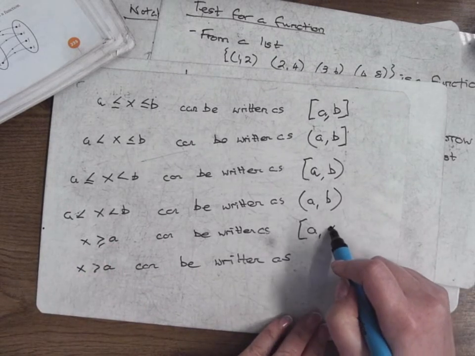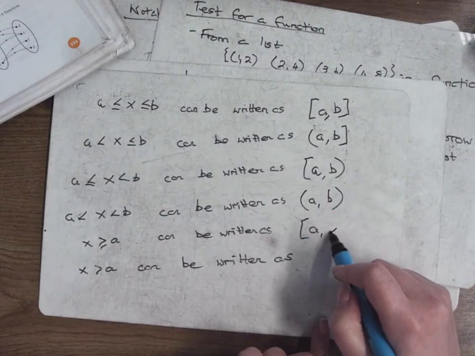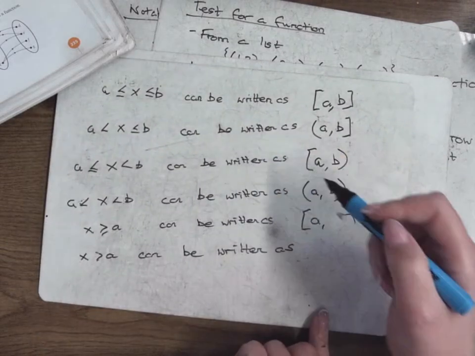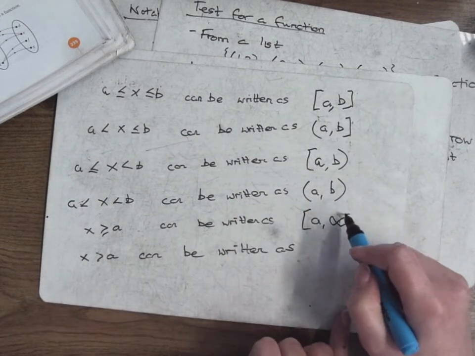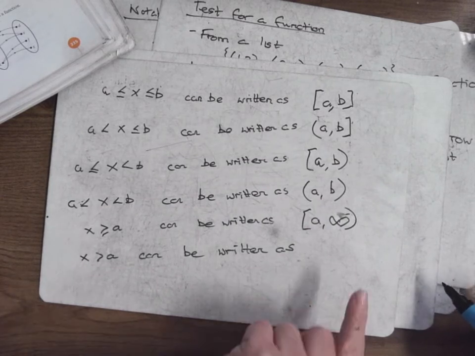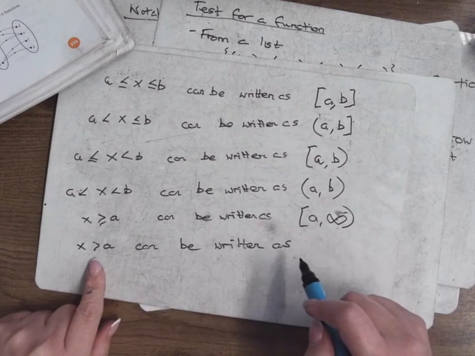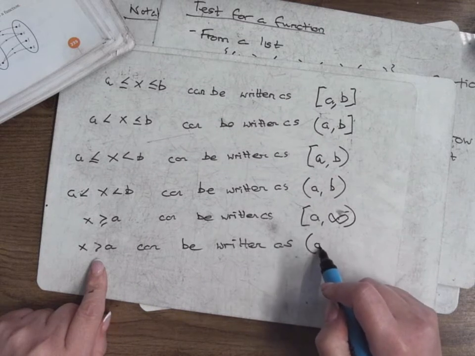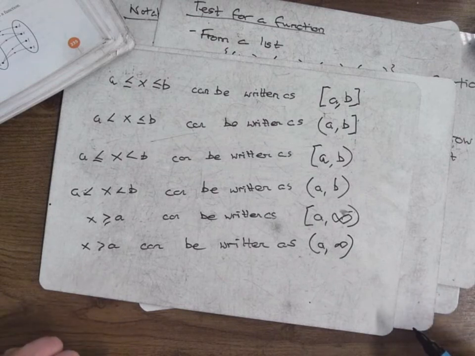It's greater than A, so it goes forever. So you can write infinity, the infinity symbol, an eight on its side. And girls, you always put a round bracket around infinity, because infinity goes forever, and you think you're at the end and you can go one step further. So it's never ending, so there's a round bracket. And this one, A is not included, so you start with a round bracket and it goes to infinity, and as I say, infinity always gets a round bracket. Is that good?